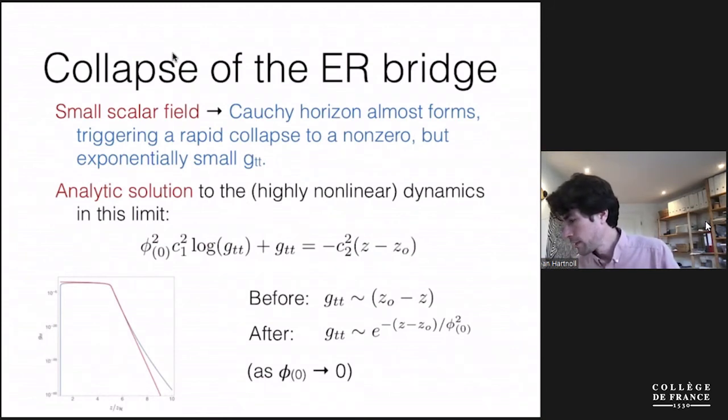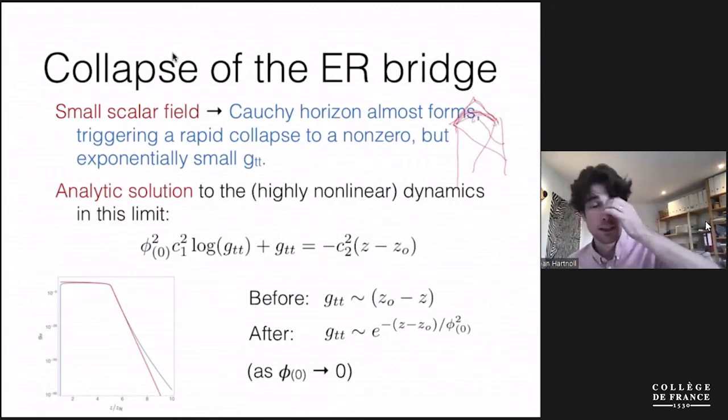So we have this diagram one more time. And so here would be the Cauchy horizon. And so the scalar field is integrating in, but there's some point where there's suddenly a very strong collapse. So let me show you how that goes.